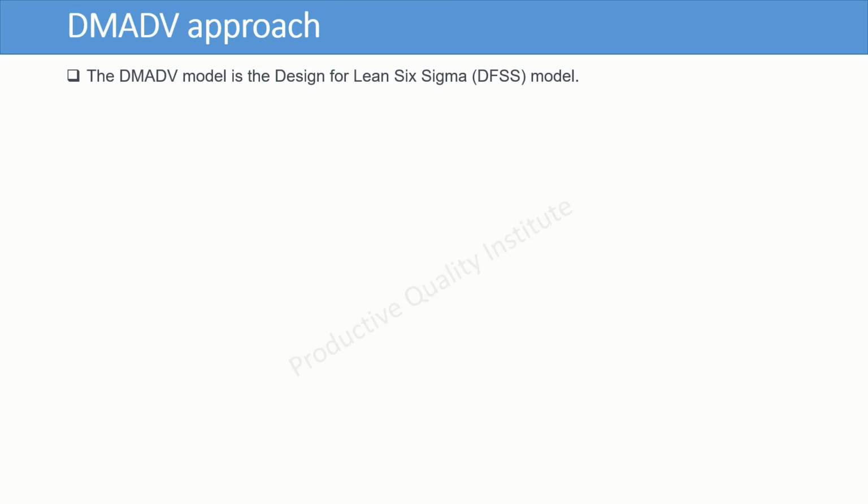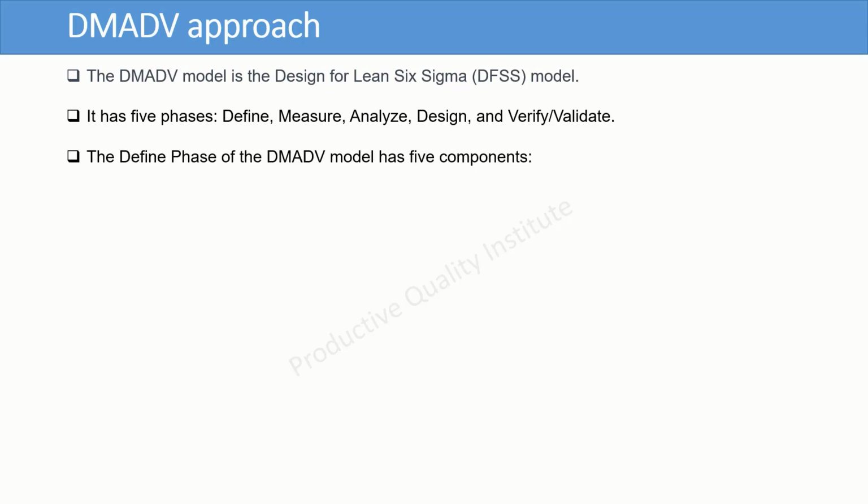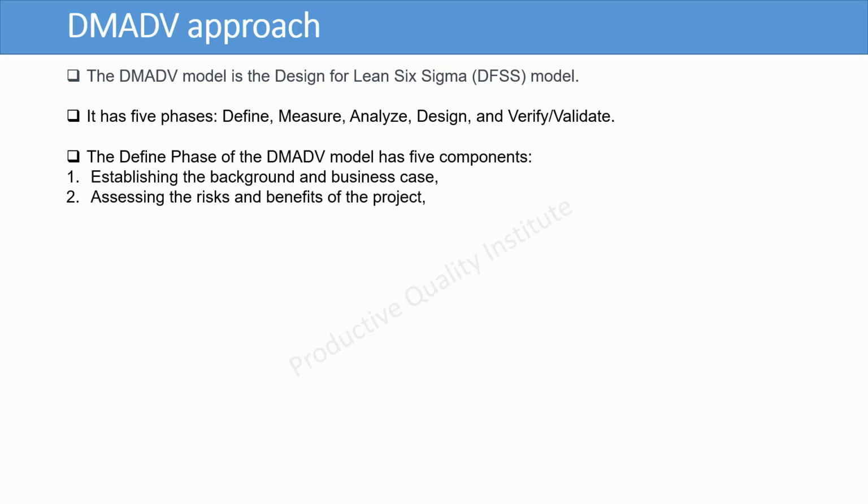The DMADV model is the Design for Lean Six Sigma model, DFSS. It has 5 phases: define, measure, analyze, design, and verify or validate. The define phase of the DMADV model has 5 components: establishing the background and business case, assessing the risks and benefits of the project, forming the team, developing the project plan, writing the project objective.